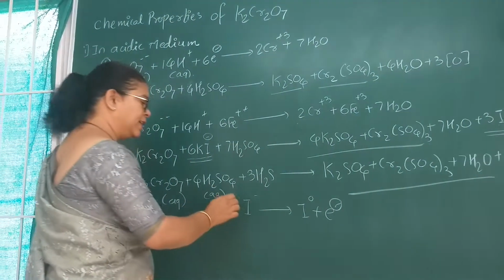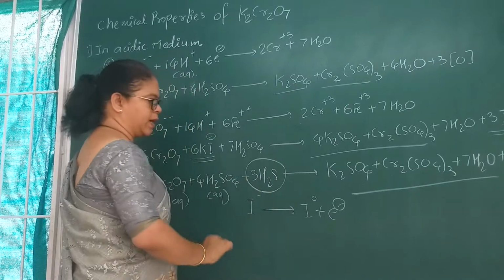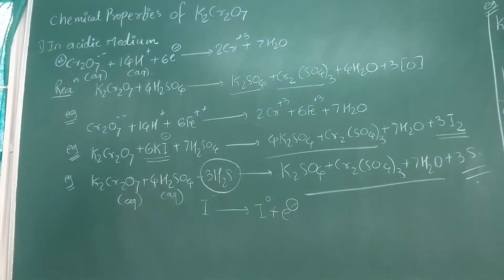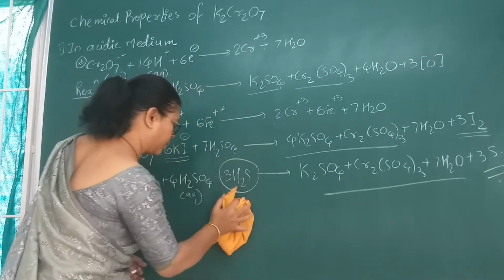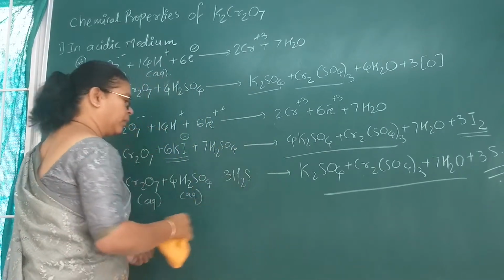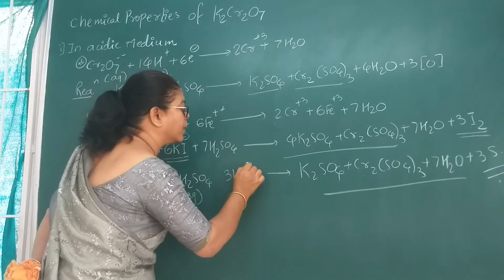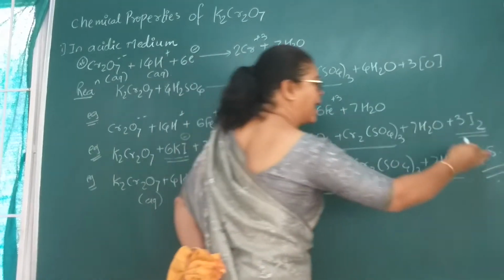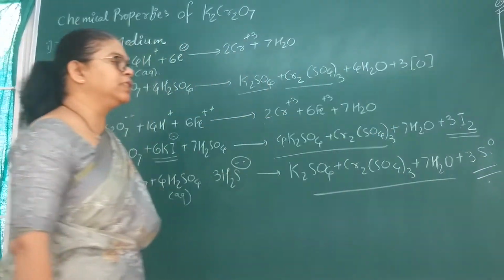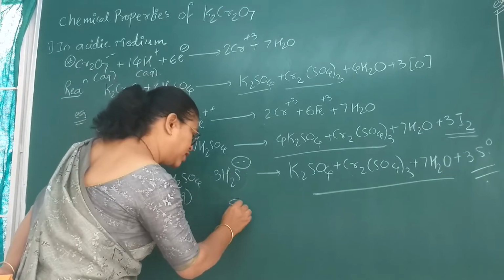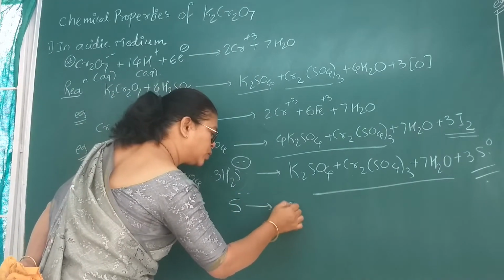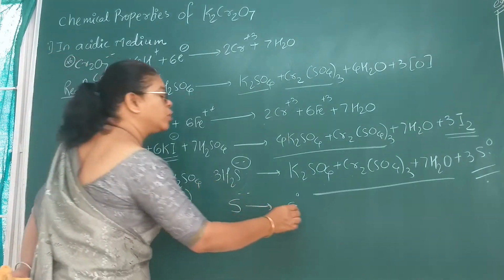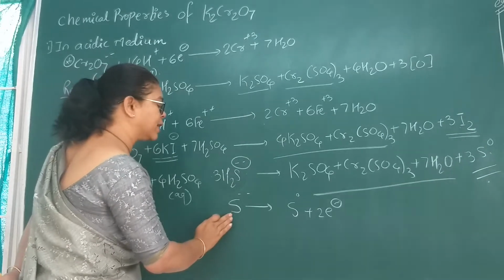The only change is that this H2S changes to S. In H2S, the oxidation state of sulfur is -2. And in S, it is in the free state. Therefore, in S, the oxidation state becomes 0. Therefore, the change in oxidation state is from -2 to 0. Of course, it is called oxidation because it is a loss of 2 electrons per sulfur.